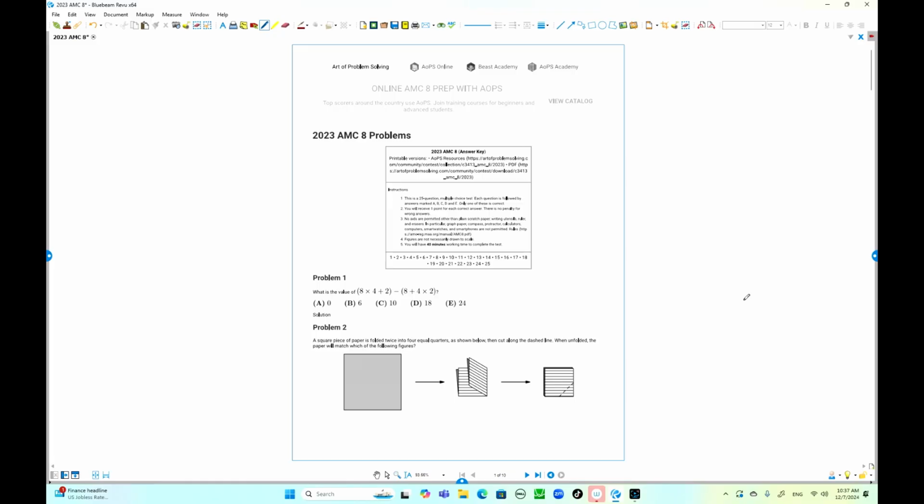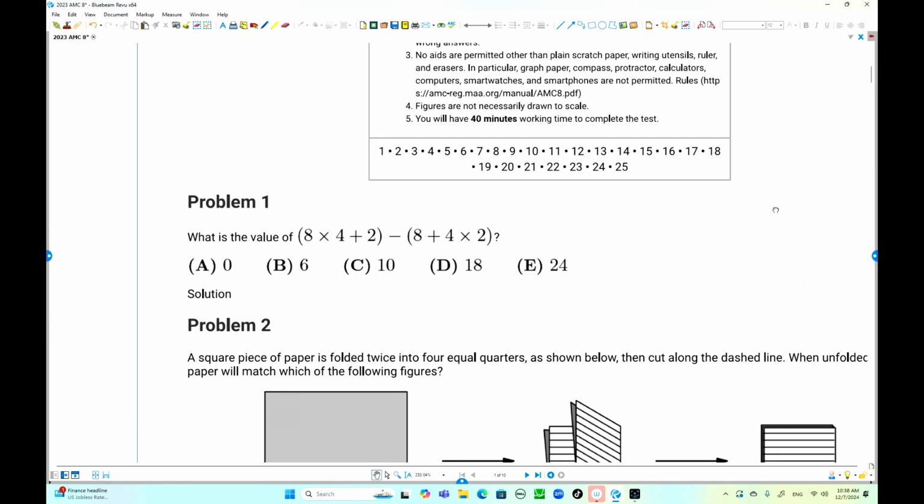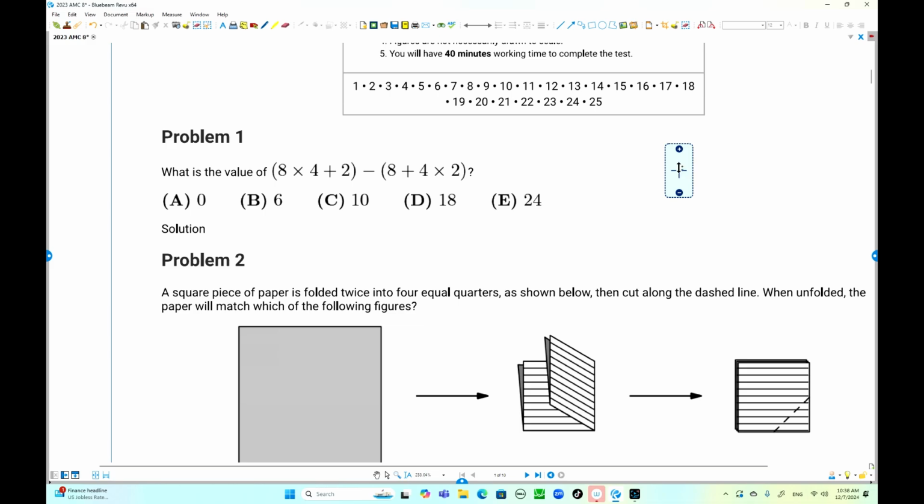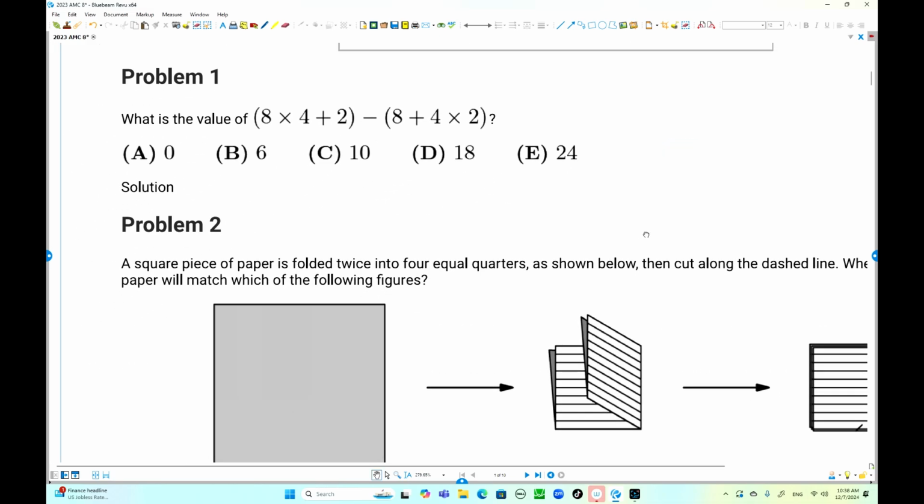Someone asked me to go over the 2023 AMC 8. Okay, so we're going to finish problems 1 to 25. Now let's do number 1.